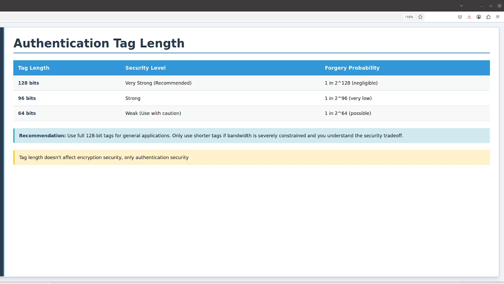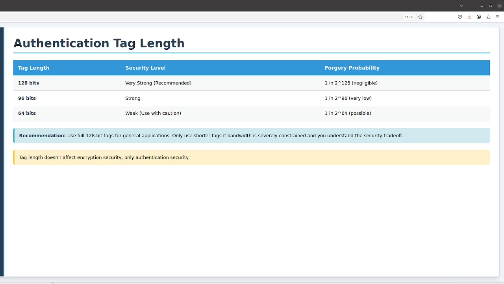A 96-bit tag reduces the security margin but is still very strong. The forgery probability is 1 in 2^96, which is still computationally infeasible to exploit in practice. Some protocols use 96-bit tags when bandwidth is at a premium, such as in constrained IoT devices or satellite communications where every byte counts.